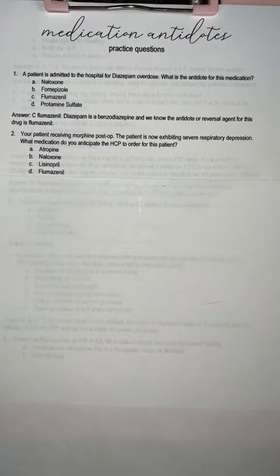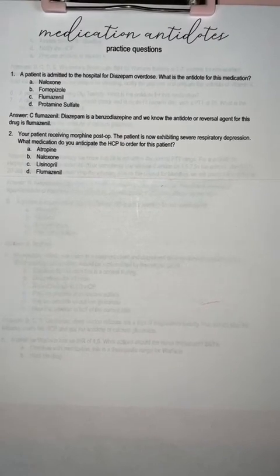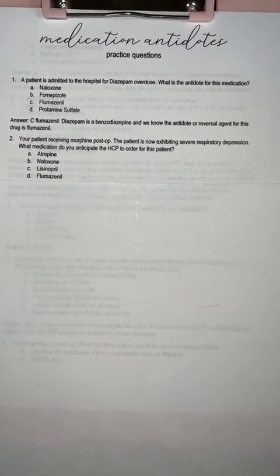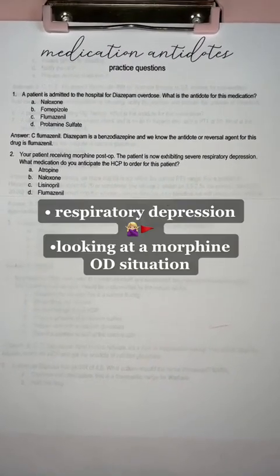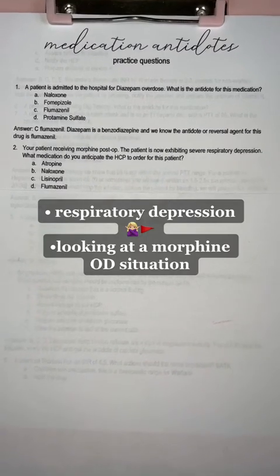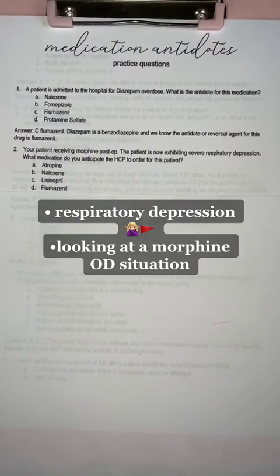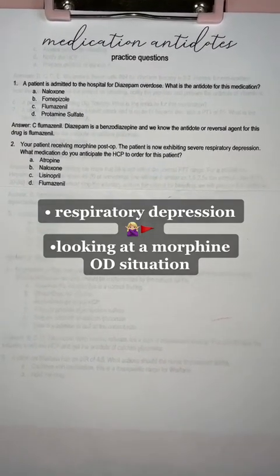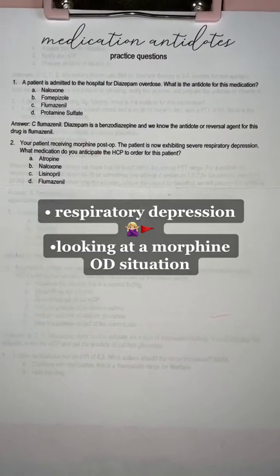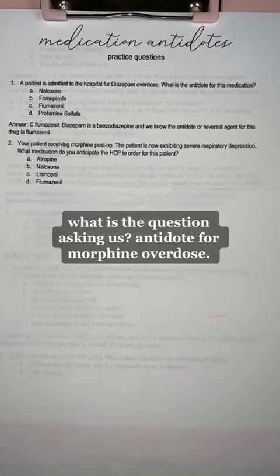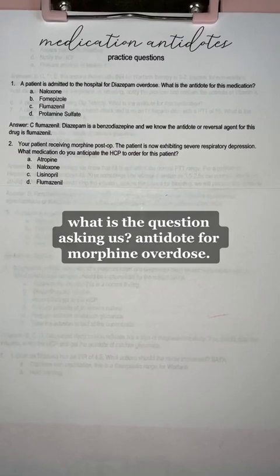Okay, number 2, your patient's receiving morphine post-op. The patient is now exhibiting severe respiratory depression. What medication do you anticipate the HCP to order for this patient? So we know that severe respiratory depression, or any respiratory depression at all, is not an expected finding for morphine administration. So this usually indicates morphine overdose or toxicity.